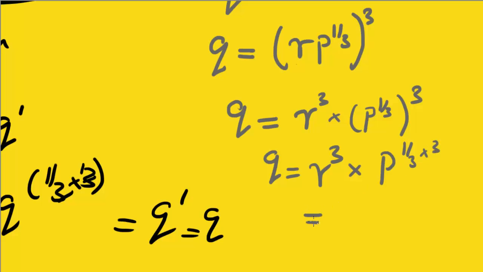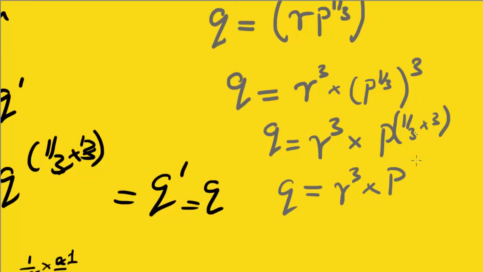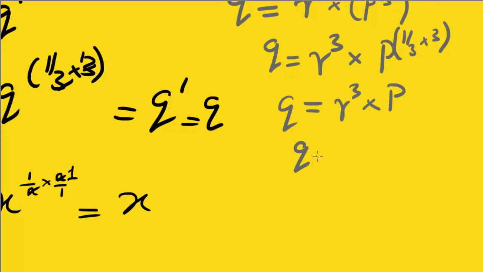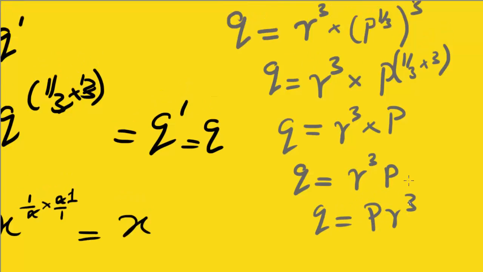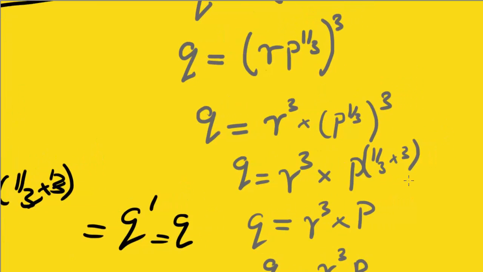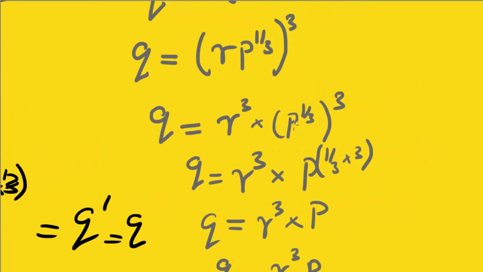From the law I've been showing you all day, which is p to the 1, or p. So therefore Q is r cubed p, or you can rewrite this as p r cubed. Doesn't matter how you write it. So what did I do here? Well, what was done? How did we go from here to here? I'll change the color again.